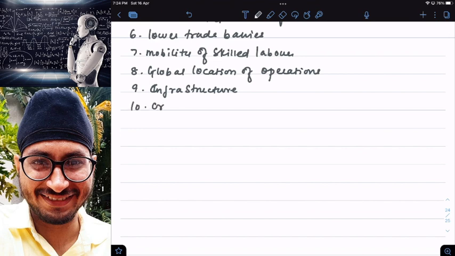Then we have creation of regional blocks, in order to take advantage of sales. Examples: SAARC, South Asian Association for Regional Cooperation; NATO. Recently the NATO problem is happening, right? Because Russia and Ukraine are at war because of NATO. The European Union is there, SAARC is there. These are called regional blocks. I want to take advantage of all these.